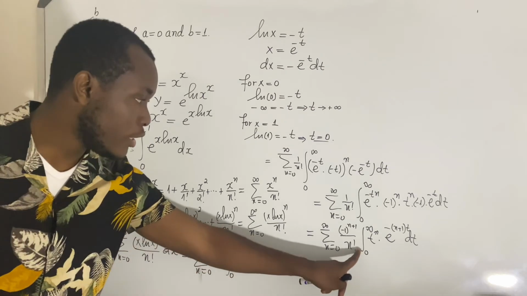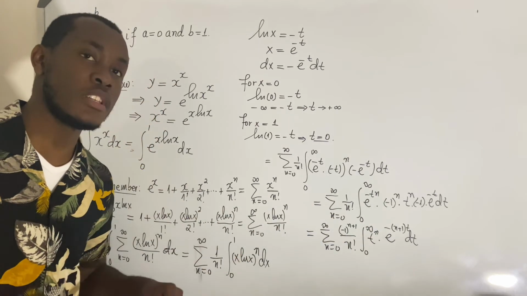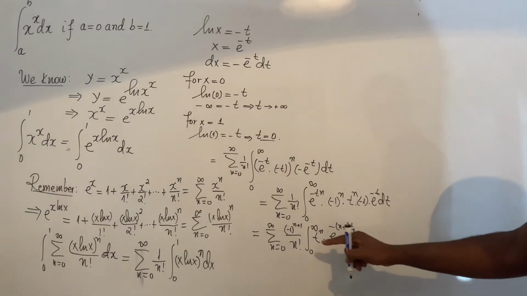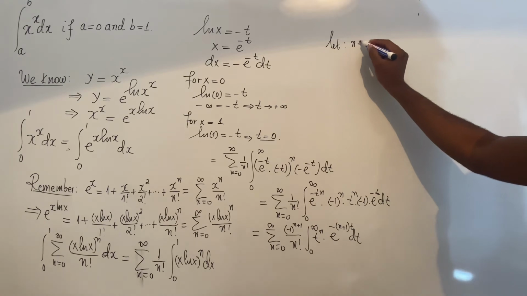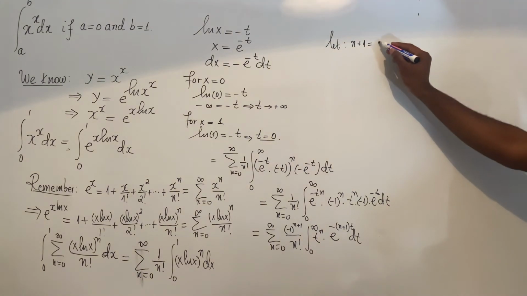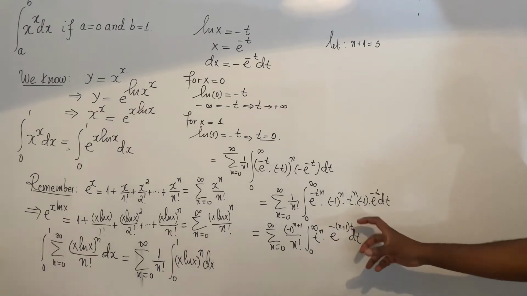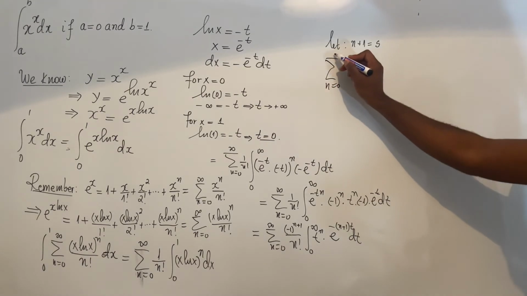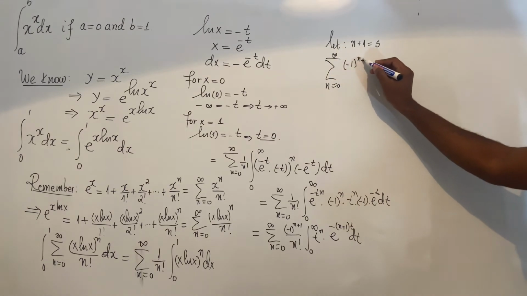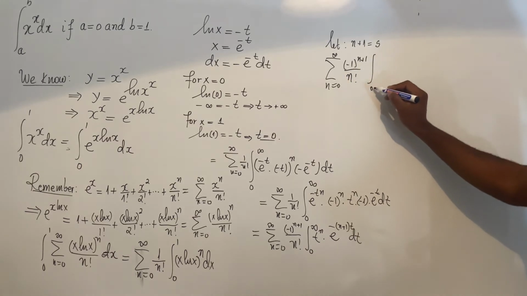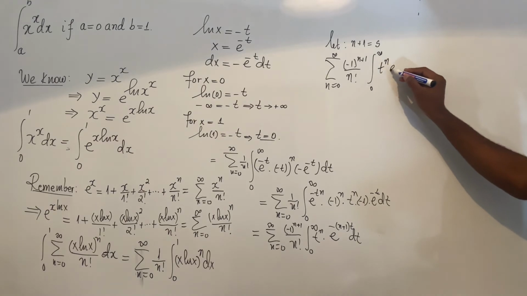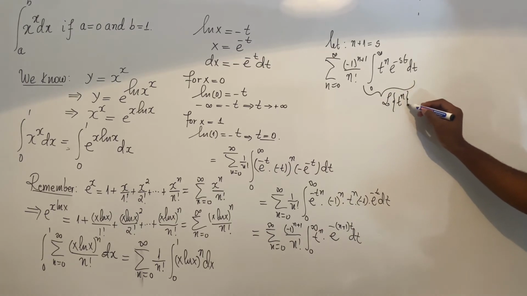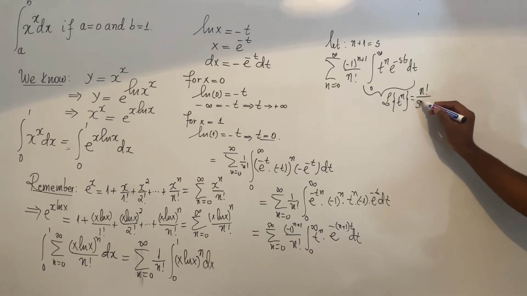But this improper integral reminds us of the Laplace transform, but what is missing is Euler to the power minus st to be a Laplace transform. From this expression, we can let n plus 1 be equal to s. Why s? Because this will transform into a Laplace expression. So we're going to have the sum from n equals 0 of minus 1 to the power n plus 1 over n factorial, times the integral from 0 to infinity of t to the power n, Euler to the power minus st dt. This reminds us of the Laplace transform of t to the power n, which is equal to n factorial over s to the power n plus 1.